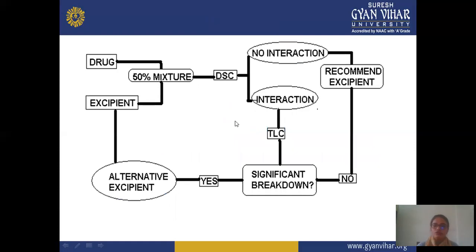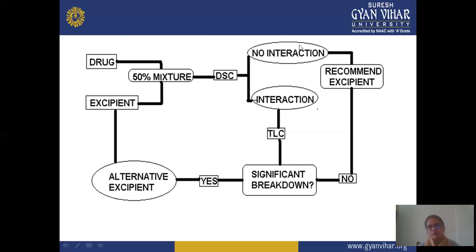This is a diagram of how you check your stability study or interaction with excipient with the help of certain equipment or machines. Suppose you are taking drug and excipient as a 50% mixture. And after taking this 50% mixture, you check DSC, differential scanning calorimetry. This is a technique. In this, you check compatibility between the drug and excipient, and you can also say whether the drug is compatible with your formulation or not with the help of this DSC technique. And after performing this DSC, you can observe the result.